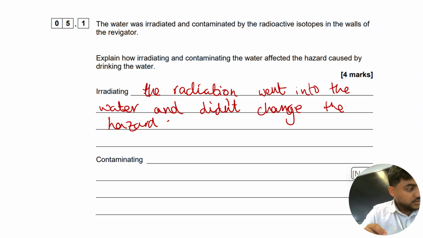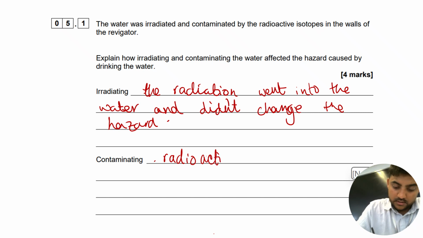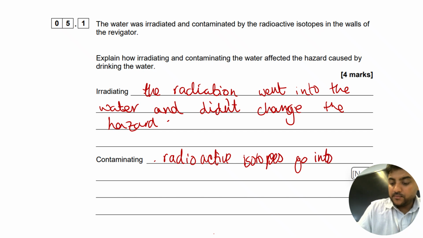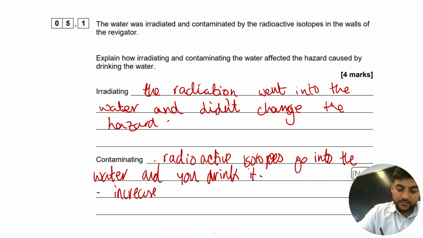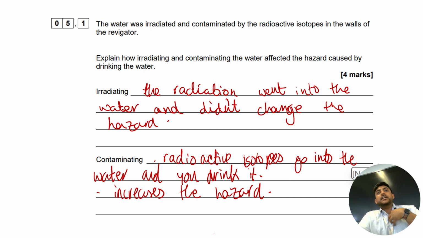Contaminating, on the other hand, there's only one answer for it. Contamination, the radioactive isotopes go into the water and you drink it. So it goes into you, therefore increases the hazard. Because that isotope, if it's inside you, it can be irradiating your cells, which could cause cancer.